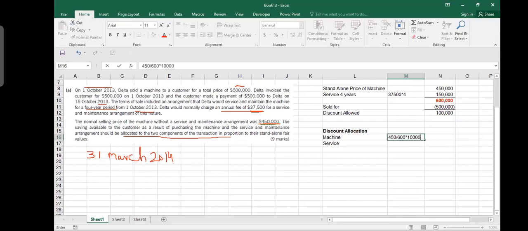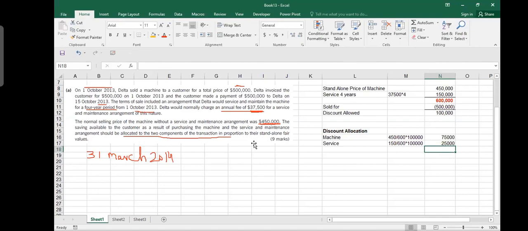Multiplied by 100,000. This is the discount for the machine, and for service, you would have 150 divided by 600 times 100,000. So let's see how much discount we have given on the machine. 75,000 we have given as discount here, and 25,000 discount has been given there. So total discount we have split.